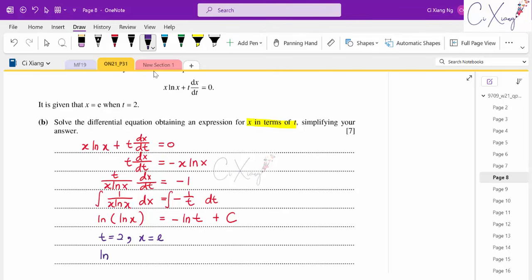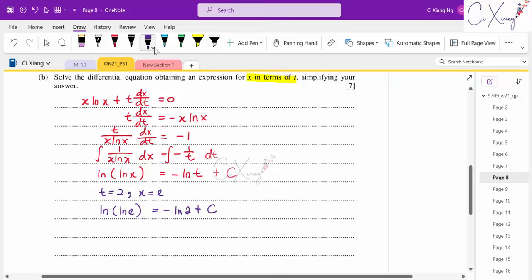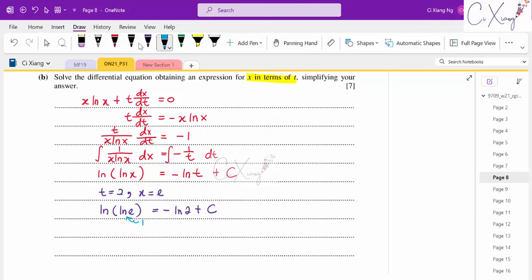Substitute it into your equation here. I'm having ln e, then negative ln 2 plus c. Then slowly figure out the value here. ln e equals 1, and then ln 1 equals 0. So you should have 0 equals negative ln 2 plus c. And this gives you the value of c, which equals ln 2.